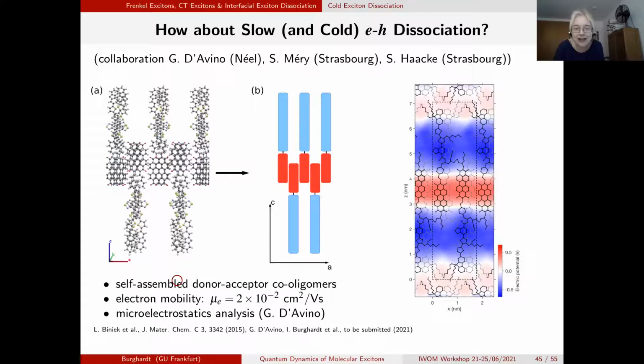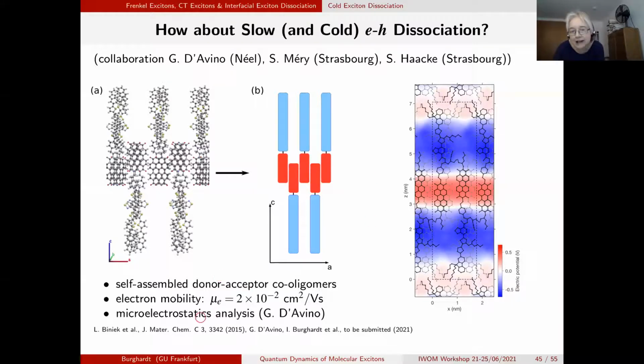These are self-assembled donor-acceptor co-oligomer systems that are based on PDIs. This is a collaboration with the synthetic and spectroscopic groups in Strasbourg and with Gabriele Davino at the Institut NEL. We want to look at the electron-hole separation, starting with an electron-hole species sitting on one of these diodes. It turns out that the electron mobility is so much larger than the hole mobility in the system, so we think of the electron separating from the hole.